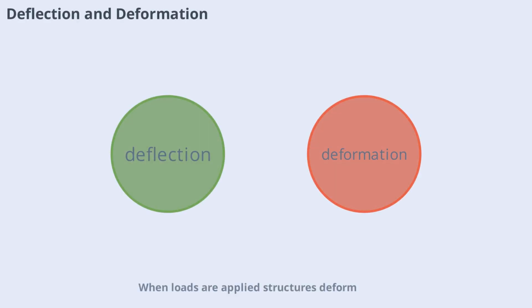When loads are applied, structures deform. Deflection is the movement of a point on a structure, while deformation refers to changes in shape. Engineers must limit deflections to ensure comfort and safety. Excessive movement can cause damage or discomfort even if the structure doesn't fail. Analyzing deflection is a key part of structural analysis.